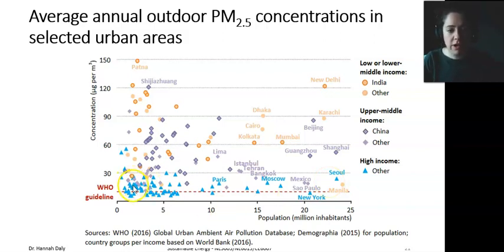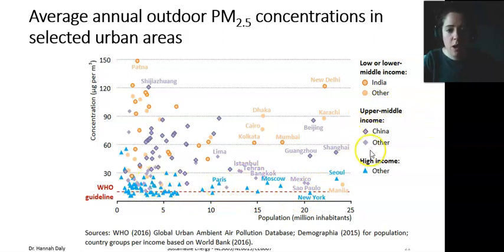There's not such a strong correlation with the size of a city. So here are cities over here with up to 20 to 25 million inhabitants, but there are just as many cities with low populations, less than 5 million inhabitants, which have high air pollution problems as well. So the blue here are high income countries. New York is fairly good. Paris is worse than New York.